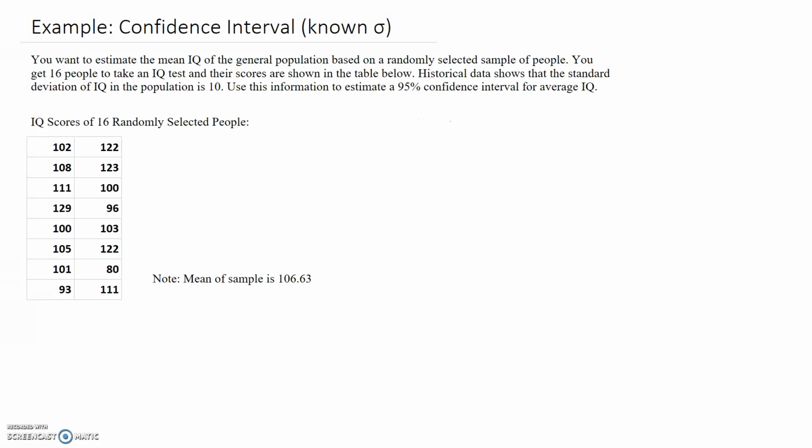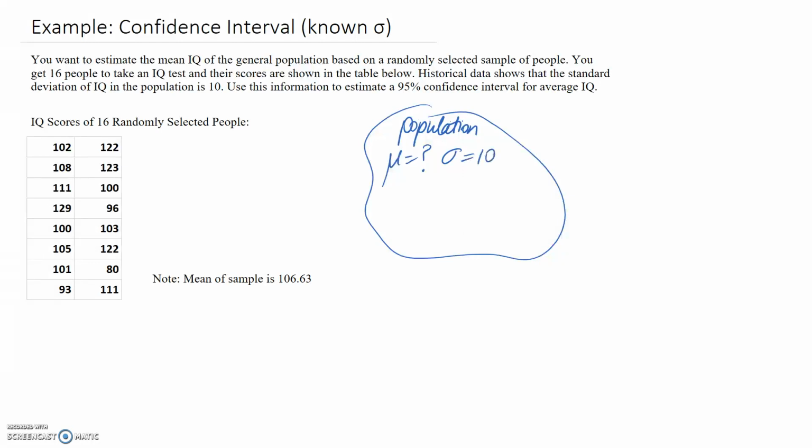Alright, so I'm going to start by drawing a diagram of all of the information we're provided in the question. I'm going to say that this here is my population of people. Now the mean for that population is what I'm trying to figure out, so I'm going to leave that as a question mark. However, it tells us that we have a standard deviation for that population, which is equal to 10, so we can pop that in.